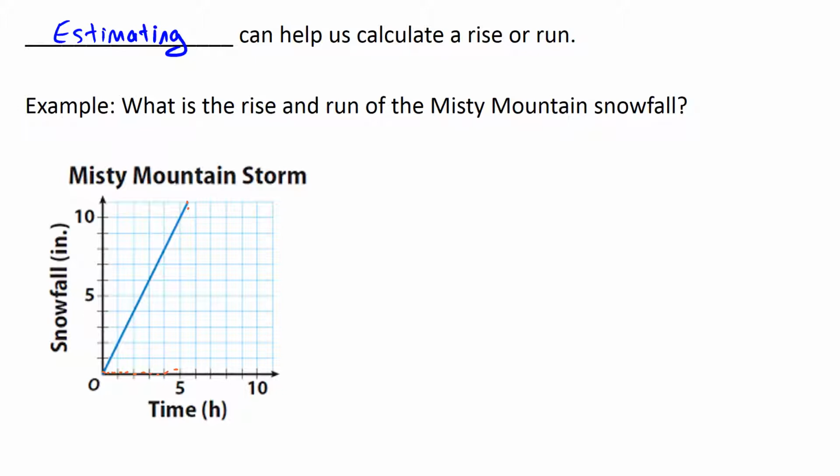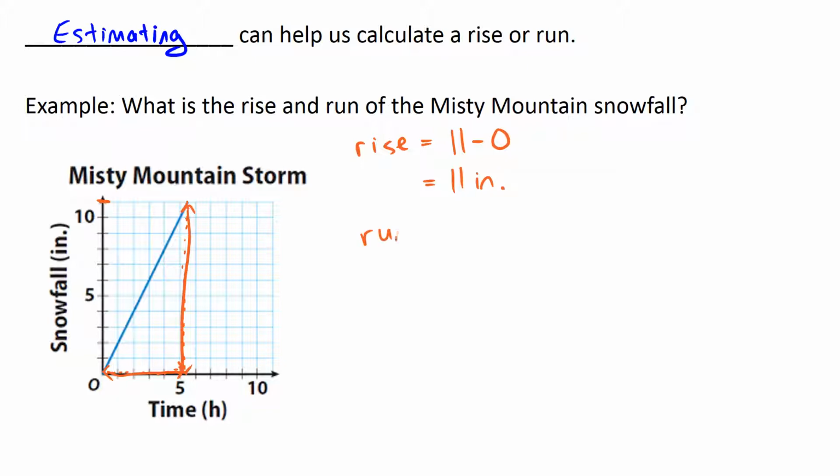Just got to make sure I get this line nice and straight going all the way down to the x-axis. And so there's my run, going from the left to the right, and my rise, going up and down. So let's start with the rise. It begins at 0 and it climbs up to one grid line past 10, so that would be 11. So the rise is going to be 11 minus 0, which is 11 inches.